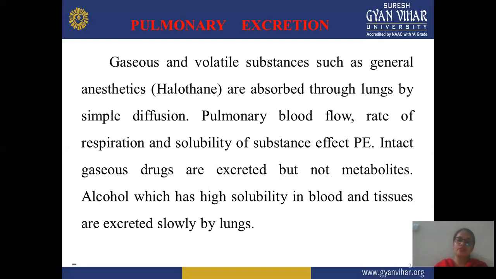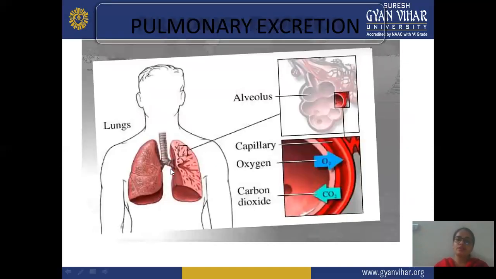In this example, we already discussed halothane, and the drug is excreted slowly through the lungs. It also depends on the solubility of the drug in blood or in a particular tissue. This is regarding pulmonary excretion. Here is a diagram of how pulmonary excretion takes place.